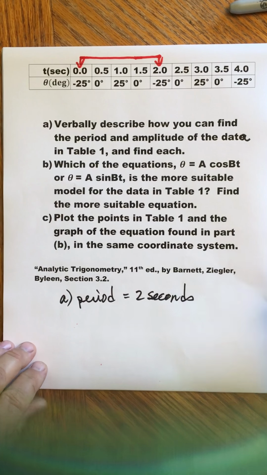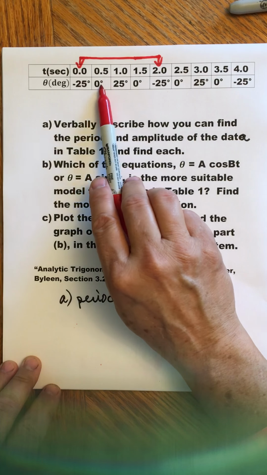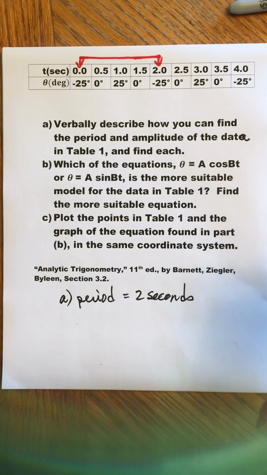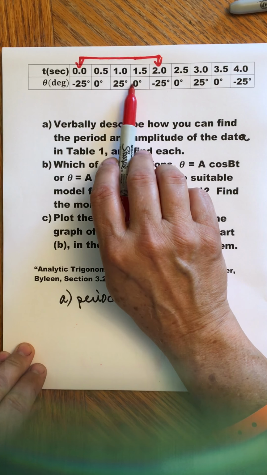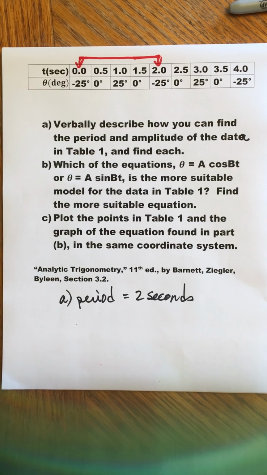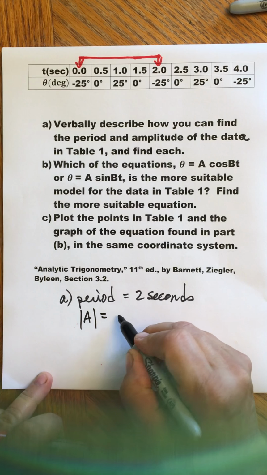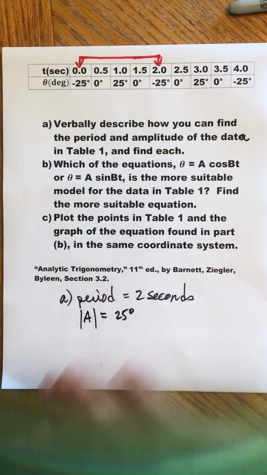Okay. And then they also ask for the amplitude. So we go from negative 25, then through 0 to positive 25, and we never go lower than negative 25 or above 25. So we can see this is going to be around the axis of 0. We're going to go to a max of 25 degrees and a min of negative 25 degrees. So our amplitude then, all right, is going to be 25 degrees.